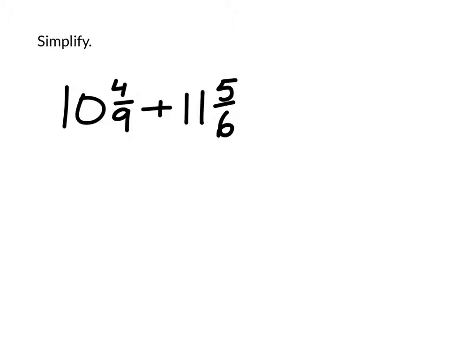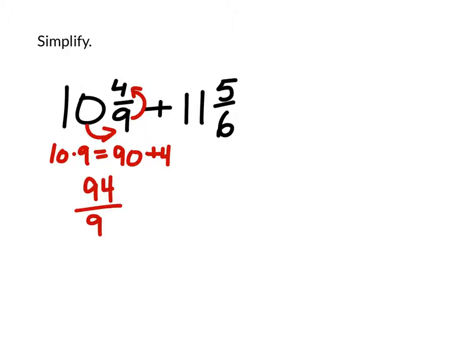Alright, for this one, since we have these two mixed numbers and we're adding, I'm going to change these two into improper fractions. Now remember, since we are adding these two, we will need common denominators. So I'll start by changing the 10 and 4/9 into an improper fraction. So that first would be 10 times 9, which is 90. And then we'll add the 4 there, which makes this 94 ninths.